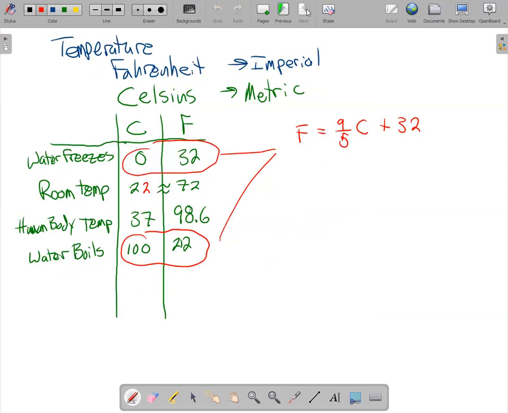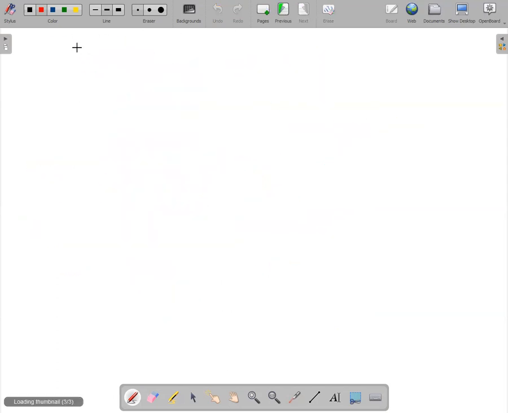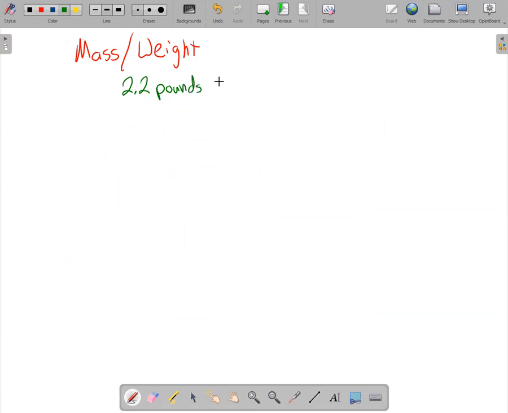Going back, let's look at mass. So it's mass and weight kind of mixed up together. Unfortunate, but true. Common things here, about 2.2 pounds is 1 kilogram. That's a good one to remember.